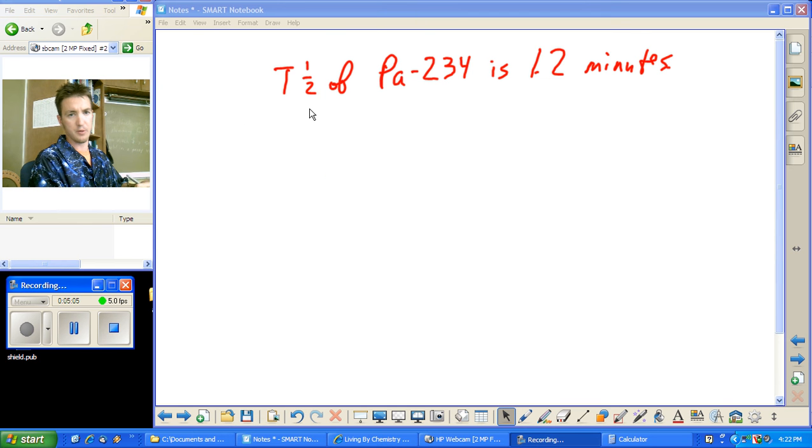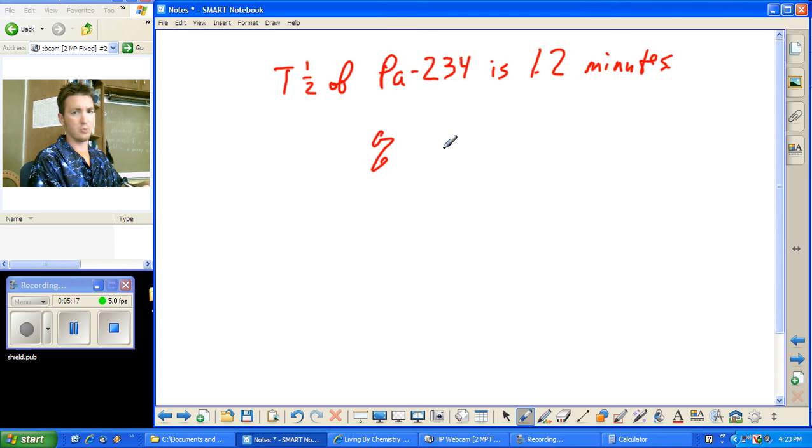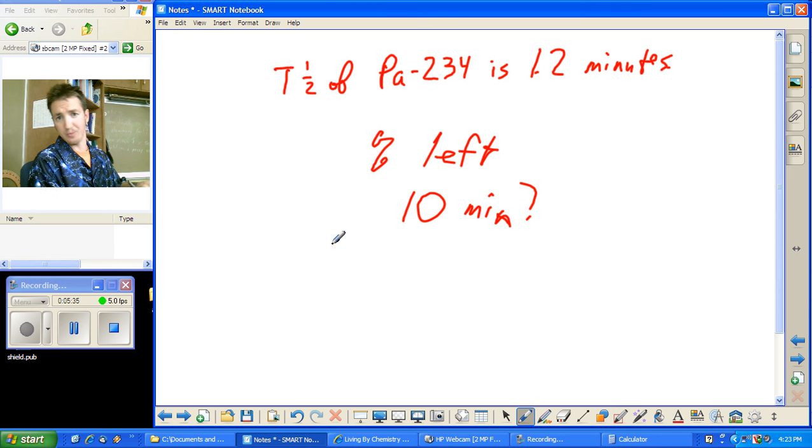Alright, so a new question. The time for half-life decay of palladium-234 is 1.2 minutes. What is the percent left after, I don't know, 10 minutes? Again, hit pause now and see if you can do it, or wait till I get it set up a little bit and figure that out. Go back to the last one also, see how that one was done. This one's done the same way.